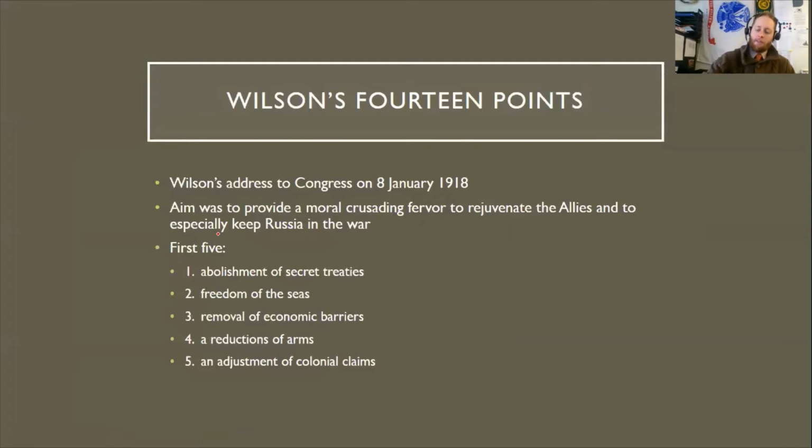Of the 14 points, I'm going to only touch on the first 5. Those are kind of the most optimistic ones. The first 5: abolishment of secret treaties.